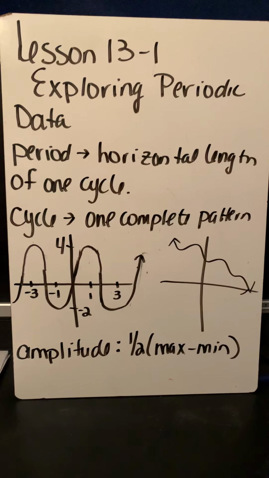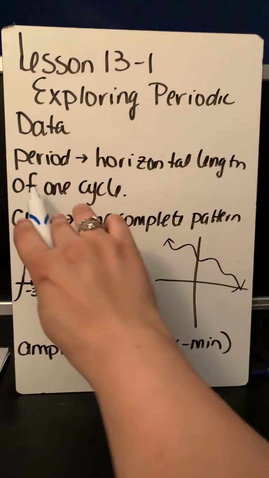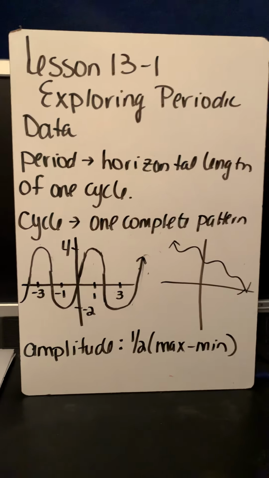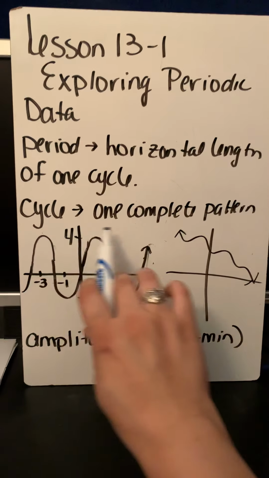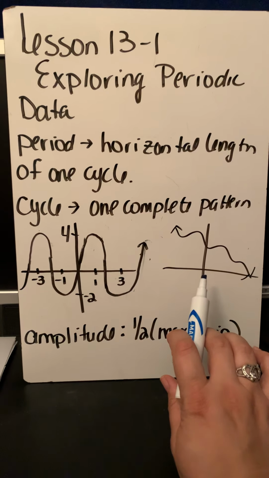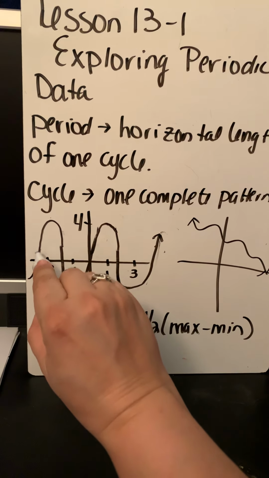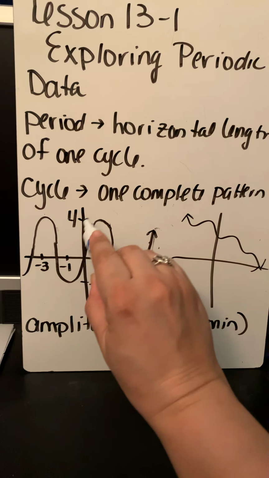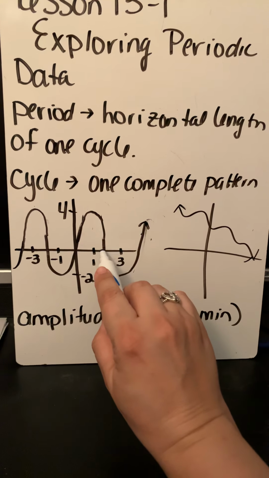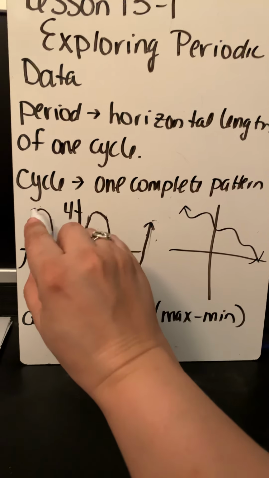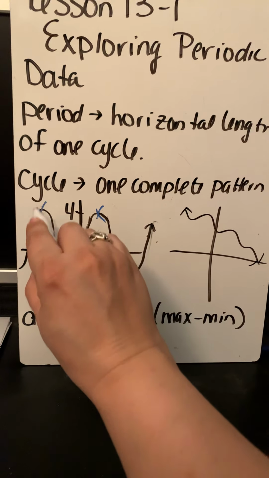We're exploring periodic data. So a period, you find the horizontal length of one cycle. Okay, so it goes across one cycle, a horizontal length of a cycle. A cycle is one complete pattern. So if I'm looking here, and let's say I can start from here and come all the way up, I've got one complete pattern. From here to there would be one complete cycle. Or from here to here is also one complete cycle.